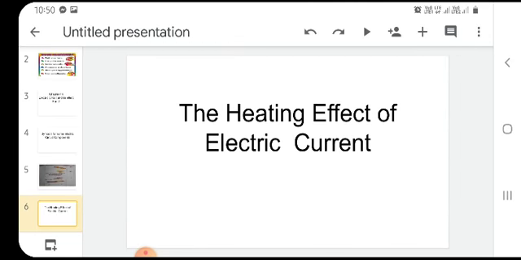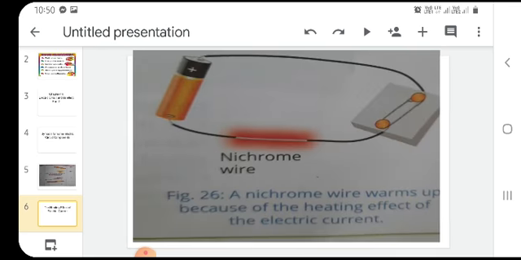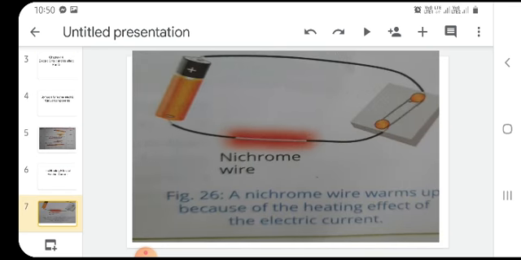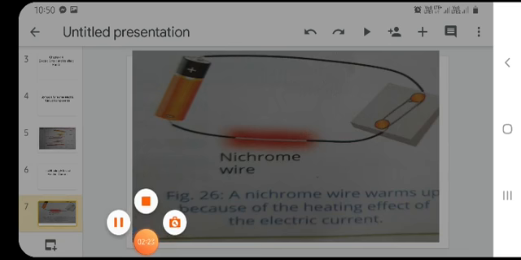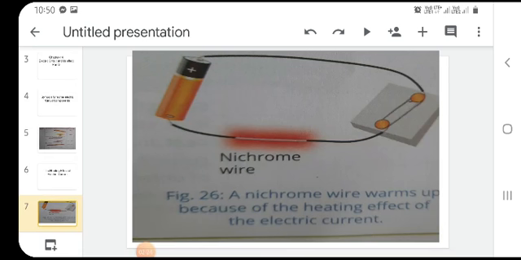Now, what is the heating effect of electric current? Dear students, when an electric current flows through a metal wire, as you can see in the picture, the wire offers some resistance to the flow of current, causing it to heat up. The higher the resistance, the higher the amount of heat produced, and vice versa.